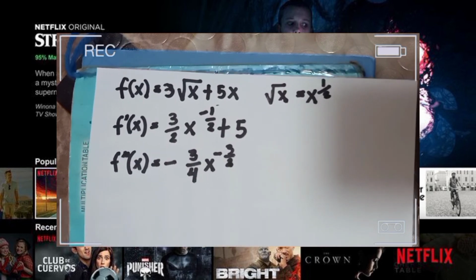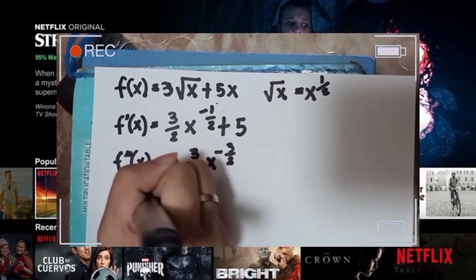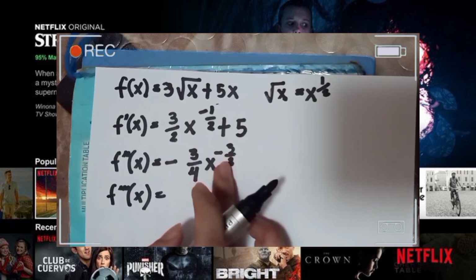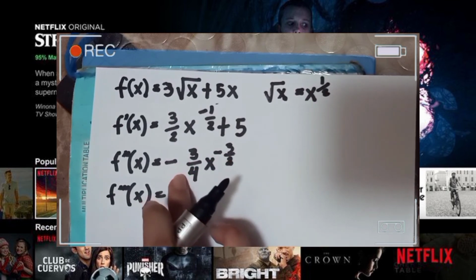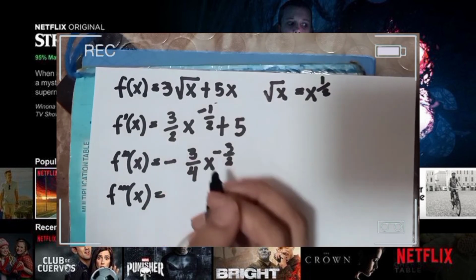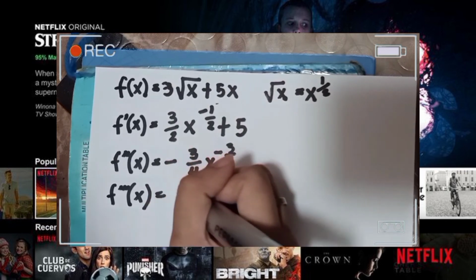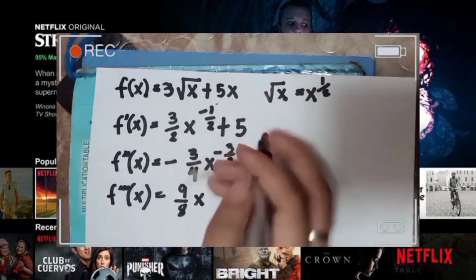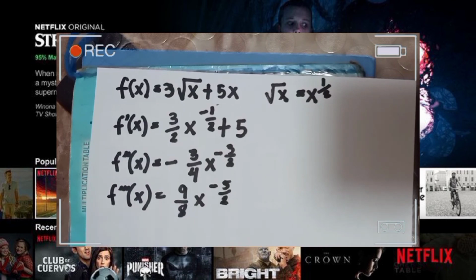Let's find one more of these, and this is the third derivative. And for this third derivative, think of taking this power, bringing it down and multiplying at the front. Negative times negative will give us positive 9/8 x to the negative 5/2. So that is our third derivative.